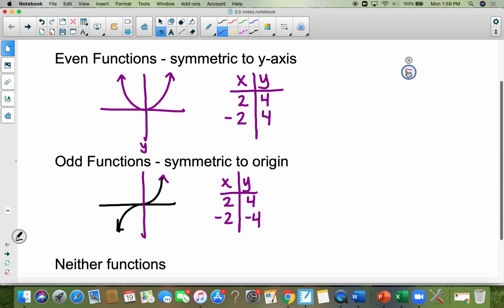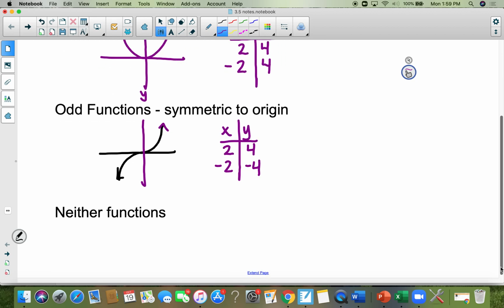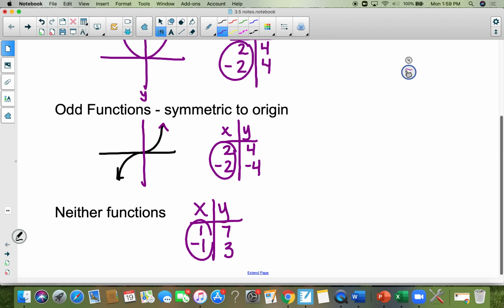And a neither function is, for example, if you tested 1 and negative 1, you don't always have to stick with 2 and negative 2. You can do 1 and negative 1. And if one y value is 7 and the other y value is such a random number like 3, it's neither function. So check a positive and a negative of the same number.